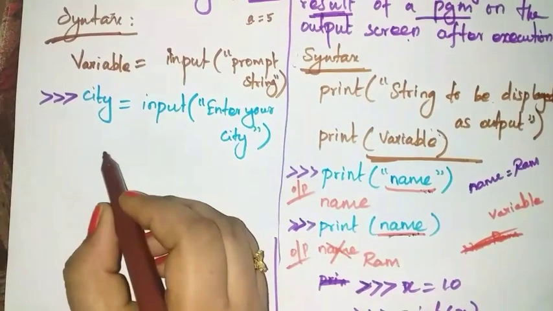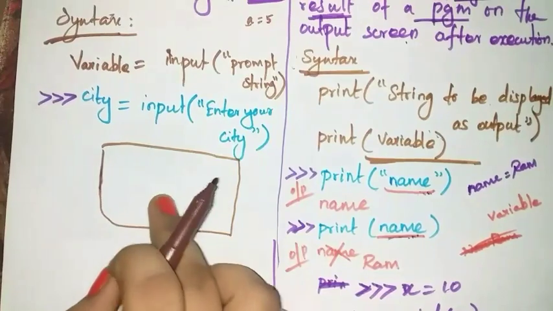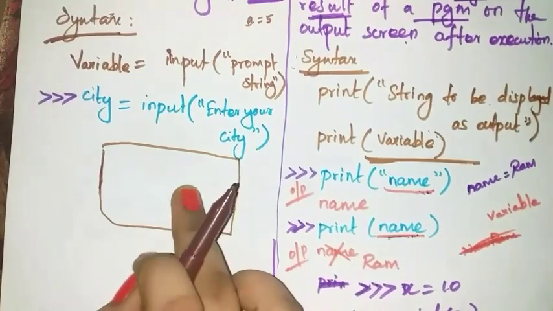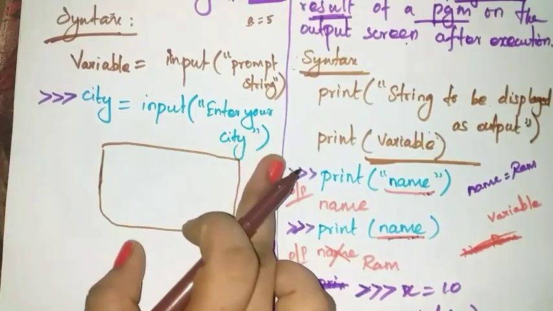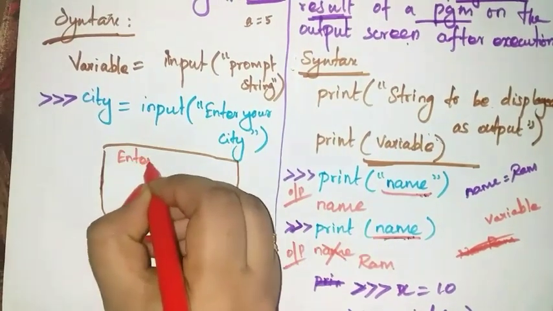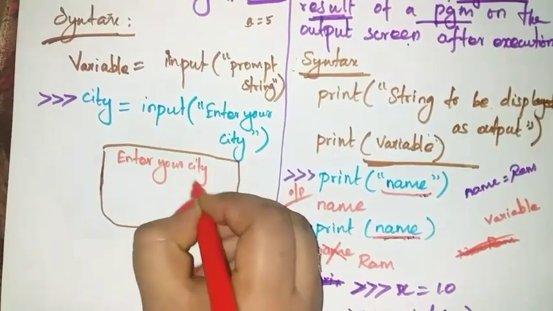Okay. See here, this is the output screen. Okay. In this output screen, the interpreter asks you to enter the input, which means to enter your city. Enter your city.